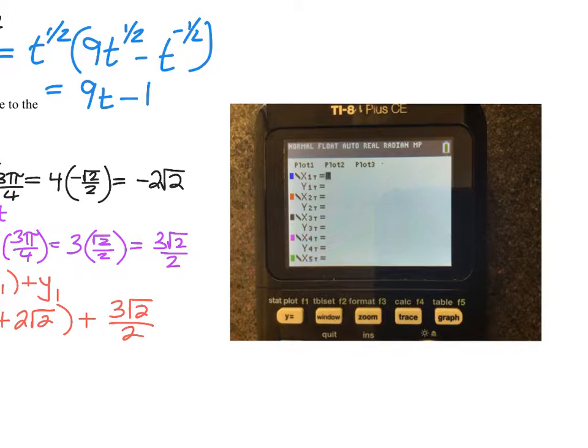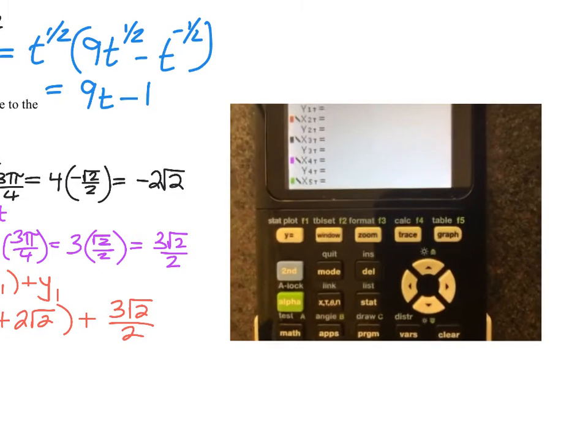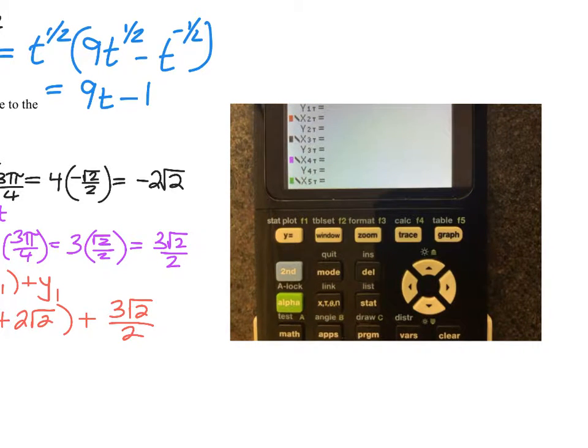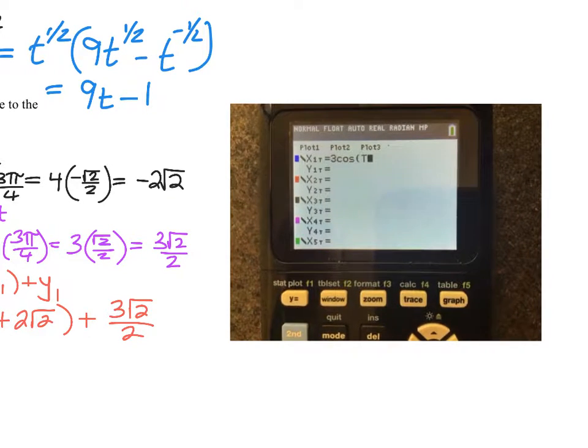Calc 2 stuff there. And then what I'm going to do is put in the original functions. Was it 3 cosine t? So I'm going to type in 3 cosine of t. Now, again, just in case you either weren't here or you missed it the first time, that X,T,theta,n key changes depending on the mode you're in. We were in function mode, so it would bring up an x. Now we're in parametric, so it's going to bring up a t, which is what we want. So just bring this back. 3 cosine t. Close it up, hit enter.